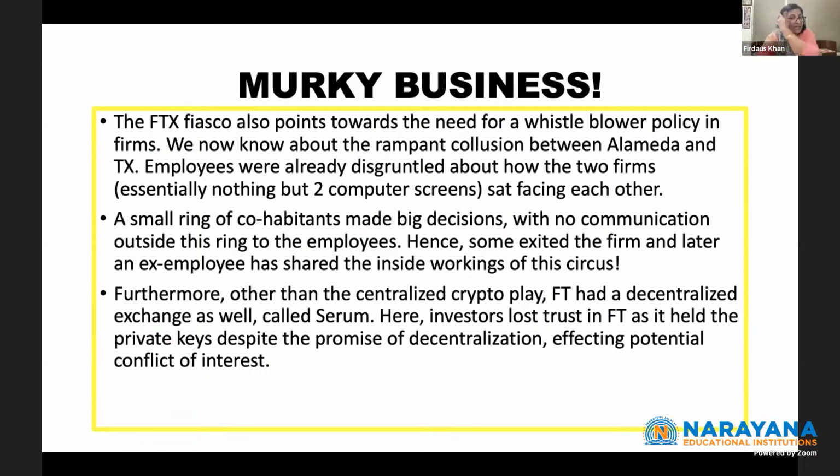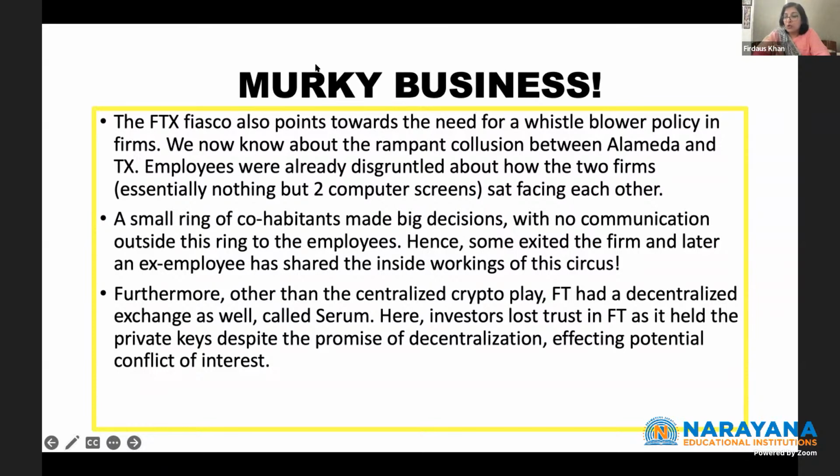But what I'm saying is that not only were Alameda and FTX entangled, they also didn't run it properly as an exchange. One simple example I can give you is on NSE, on BSE. Do we have the NSE team owning companies in India? No. Do we have the NSE, BSE team taking decisions for companies? No.